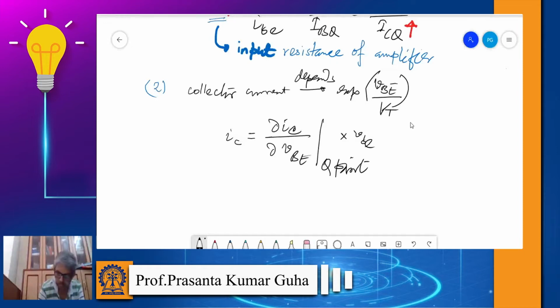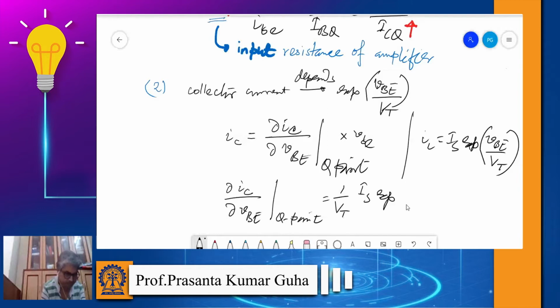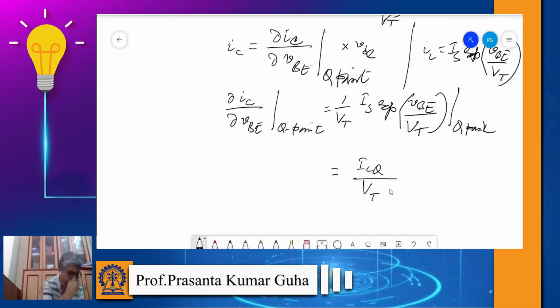And we know IC equal to IS e^(VBE/VT). So you just use that, and if we do del IC del VBE at Q point, we will ultimately end up with ICQ over VT. Okay, this is known as GM.